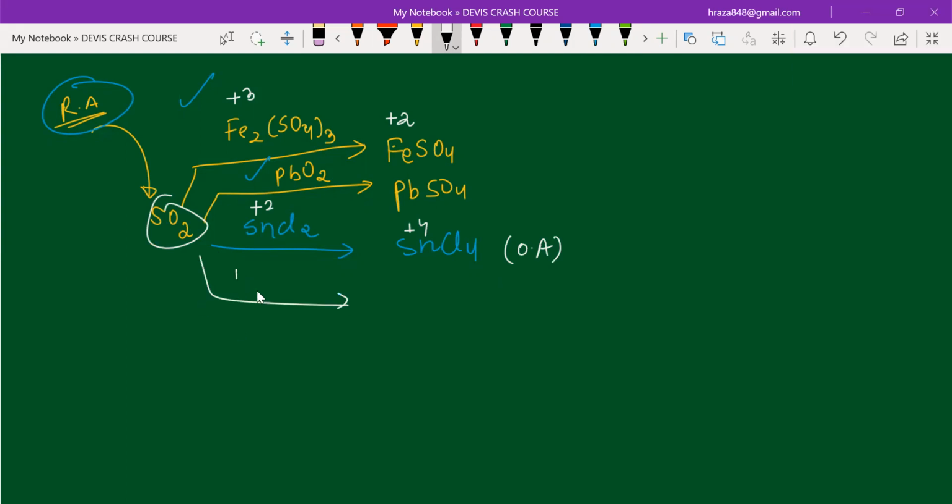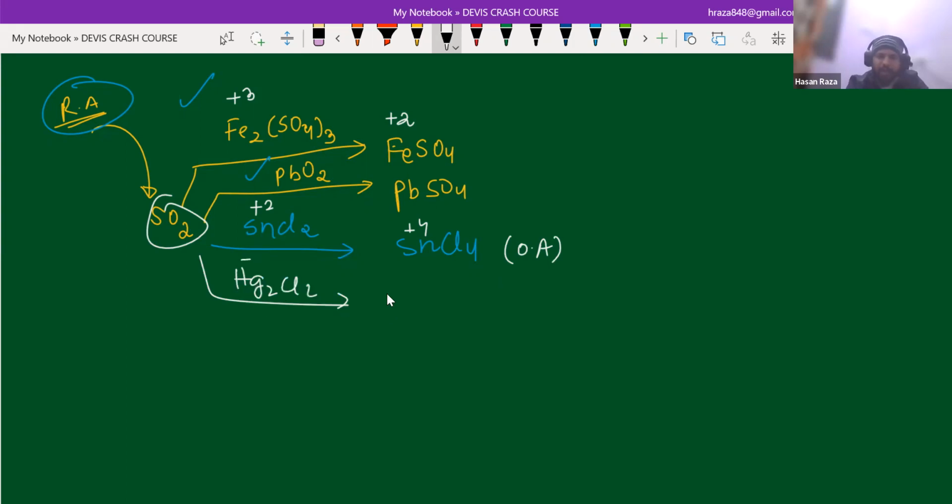Are you getting my point? If you have Hg2Cl2, that means a +1 oxidation state here. Here it will be Hg. Again, it is acting as an oxidizing agent.